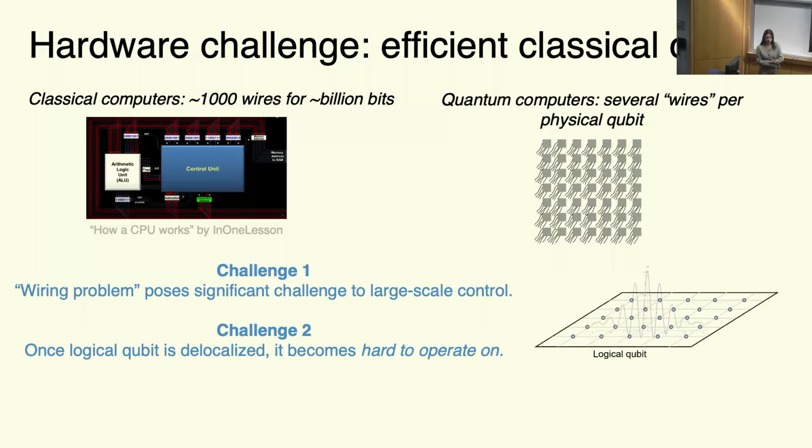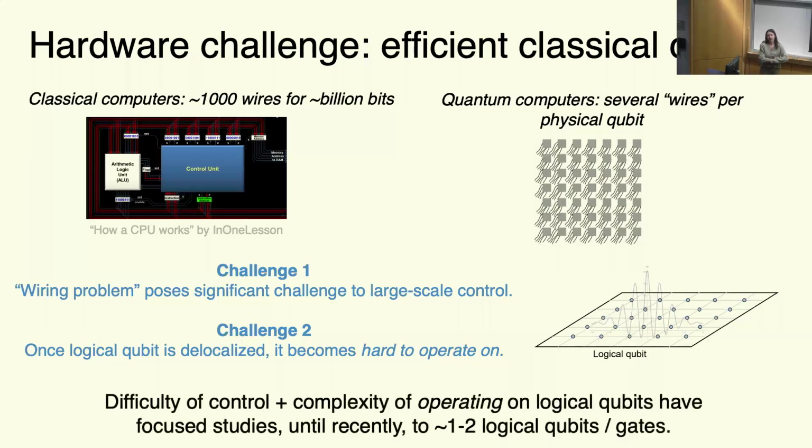The second challenge that we have to worry about when we think about actually doing a computation is that once a logical qubit is delocalized among its many physical qubits, it becomes difficult for errors to corrupt the state, but it also becomes very difficult to intentionally manipulate the logical state in order to do gates. And so these two challenges have made it such that until very recently, most proof of principle demonstrations of error correction have been focused on one or two logical qubits and gates, which is a lot smaller than what we need to run algorithms.